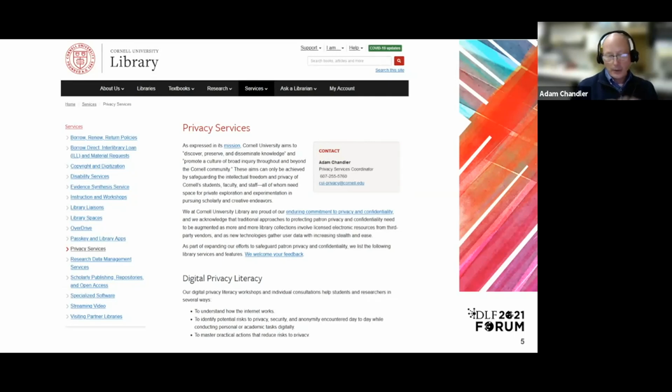We consider that a part of our privacy services now, because if you think about it, it's one of the few places in society today where one might be able to go to a computer and do some anonymous research. Then the fourth one is licensing for privacy, which this work that we're talking about today falls into.